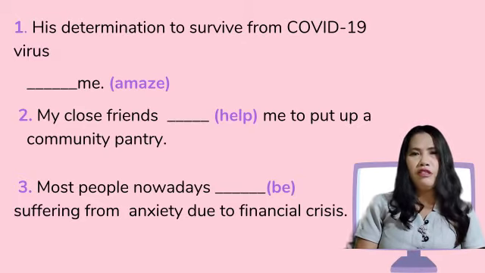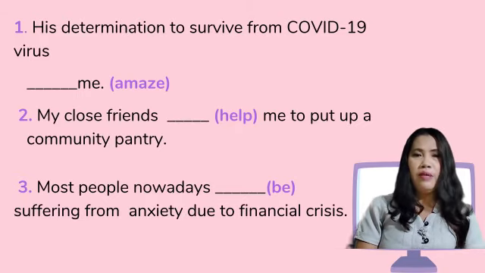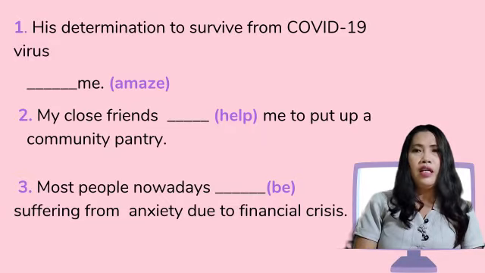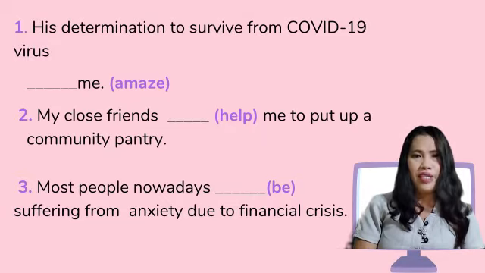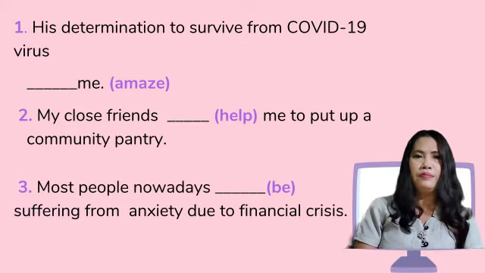For number 2, the verb inside the parenthesis is the word help. So the sentence is, my close friend blank needs to put up a community pantry. So what do you think is the form of the verb? What will you do with the word help?